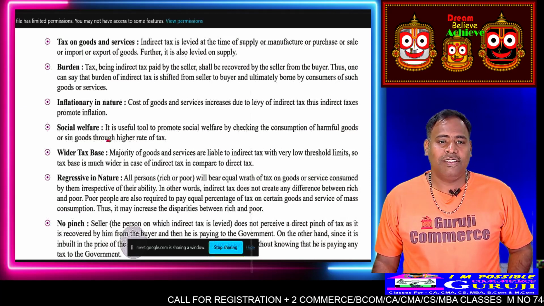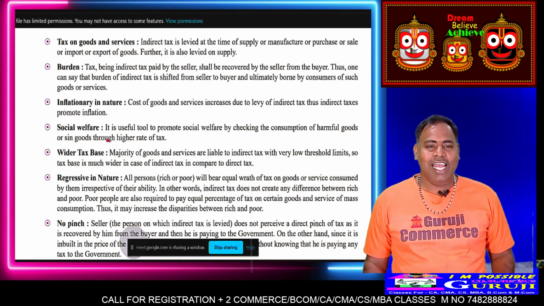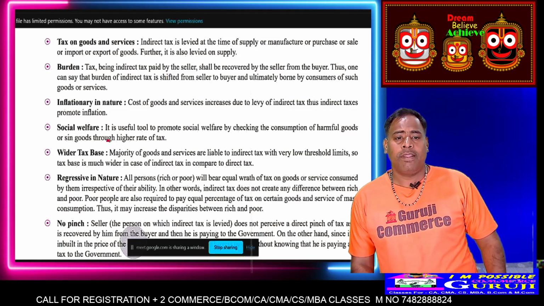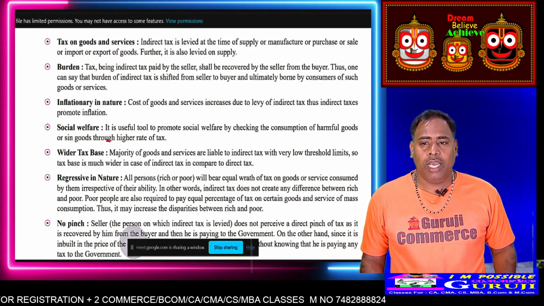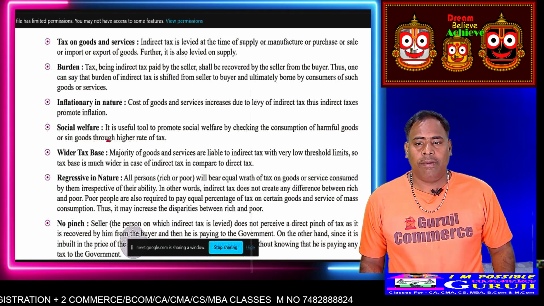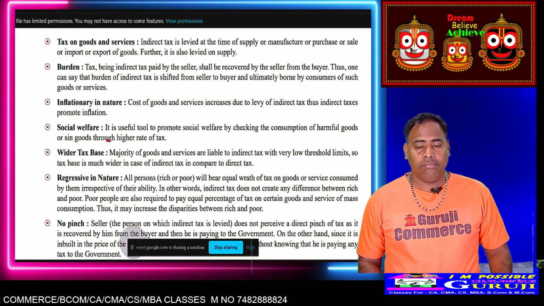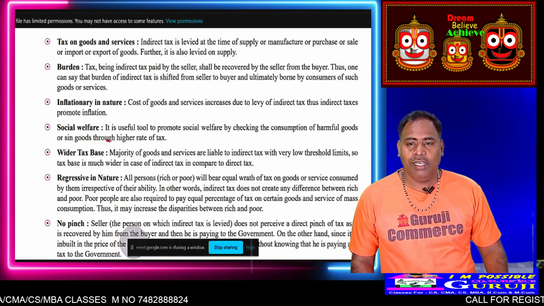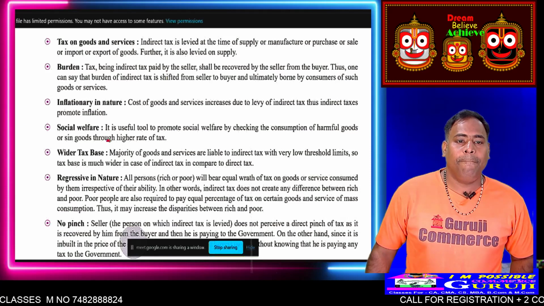Okay. Very good. So I'll explain again. Regressive in nature. Tanmay, what does it mean? Regressive in nature. Tanmay, explain the point. It is fixed in nature. Very good.